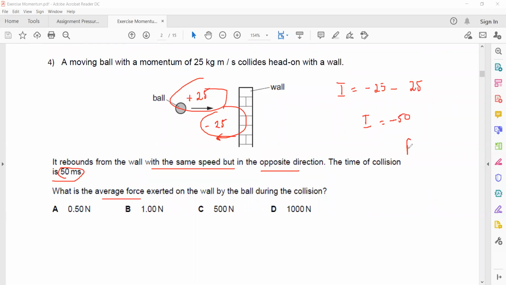But you need a force. Force is impulse divided by time. So force is minus 50 divided by the time interval. What's the time interval given? It's 50 milliseconds, and 50 milliseconds means 50 times 10 to the power minus 3. So what's the final answer? 50 divided by 50 times 10 to the minus 3 gives 1000 Newton. Is it clear?